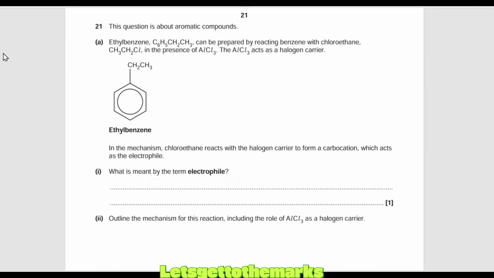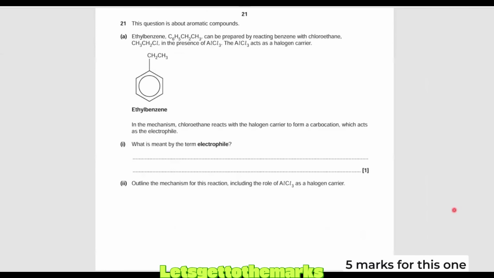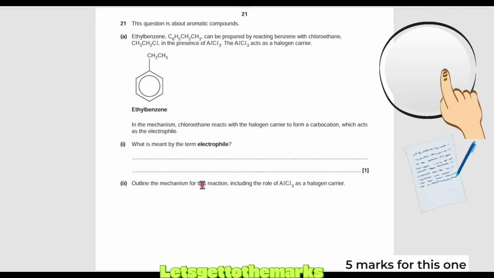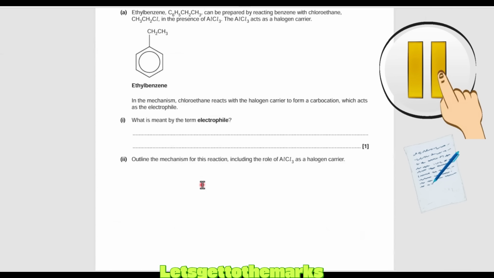What is meant by the term electrophile? That's worth a mark. And then outline the mechanism for this reaction, including the role of the AlCl3 as a halogen carrier. Why don't you grab a pen, grab a bit of scrap paper, press pause on the video, have a go, and then we'll go through the answers and see how many marks you can get. Awesome.